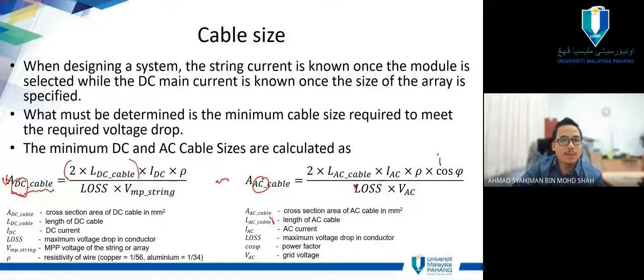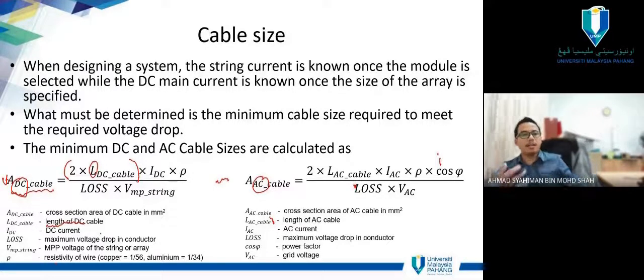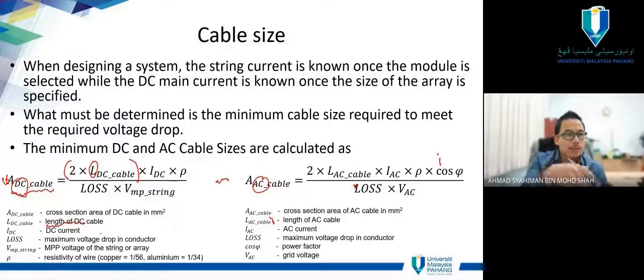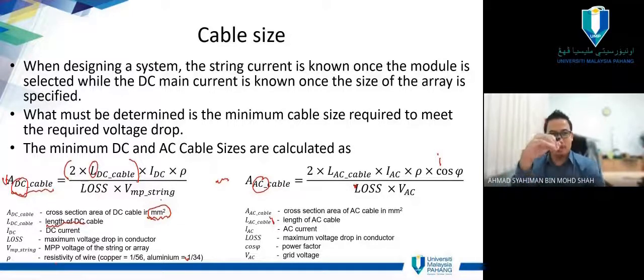2 multiply with L DC cable. Apa ini L? L adalah length of DC cable. Okay, length of DC cable. And then A DC cable tu adalah dia bukan thickness eh. Bukan thickness eh. The unit dia bukan thickness. Itu adalah cross section area of DC cable in millimeter square. In millimeter square tu maksudnya cross-sectional area of the DC cable pula tu.